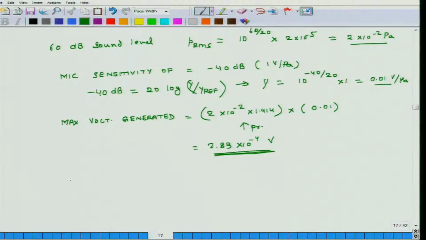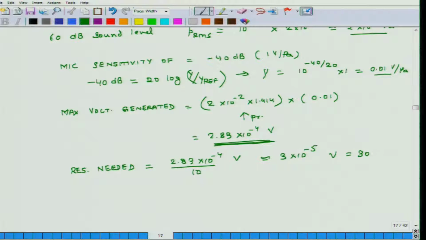So maybe the resolution expected is equal to 2.83 into 10 to the power of minus 4 volts divided by 10, and I am going to round it off. So it will be 3 into 10 to the power of minus 5 volts, that is 30 microvolts.